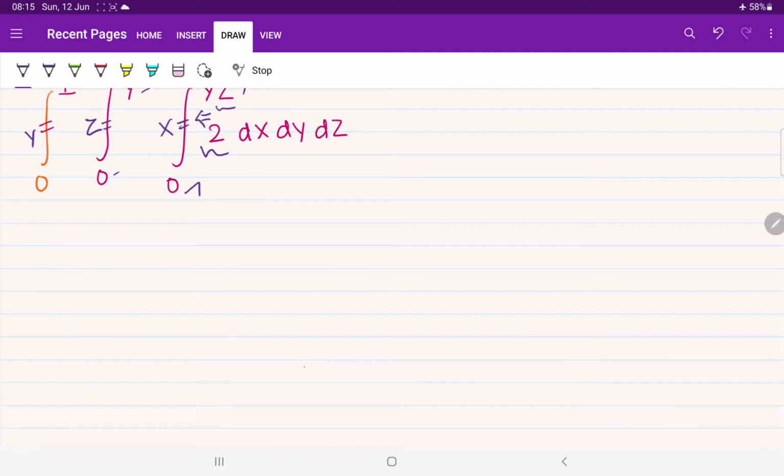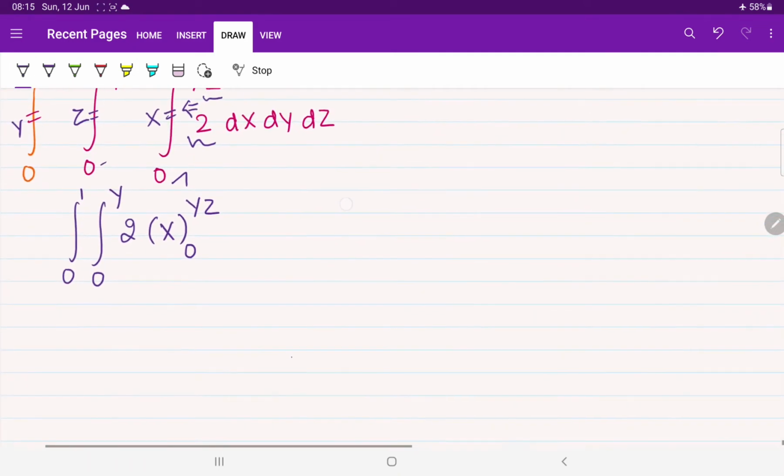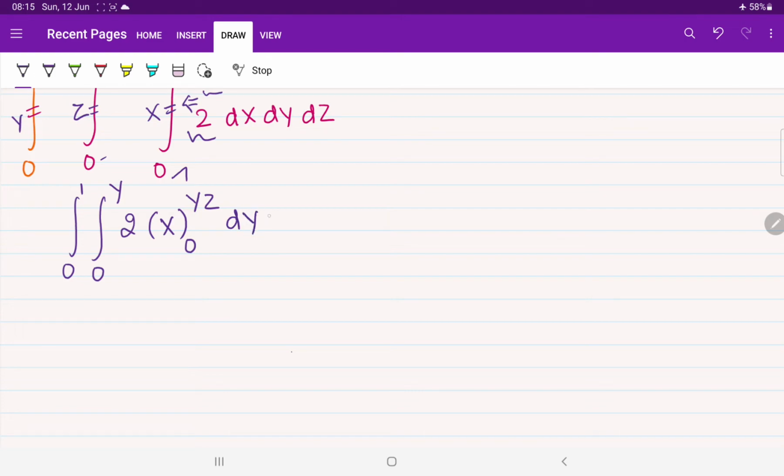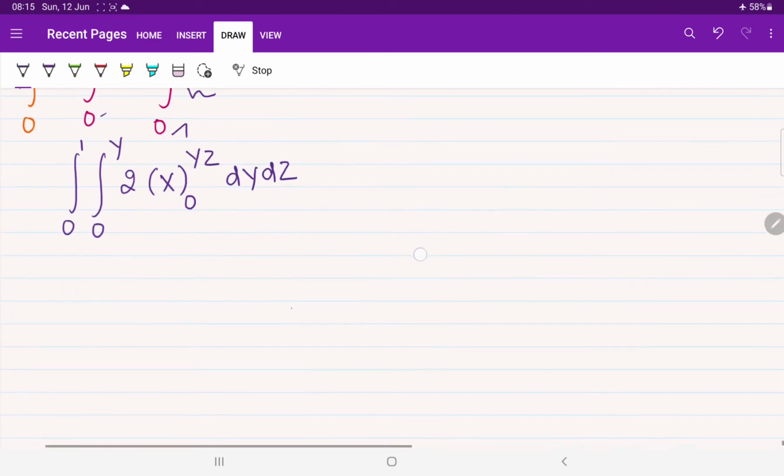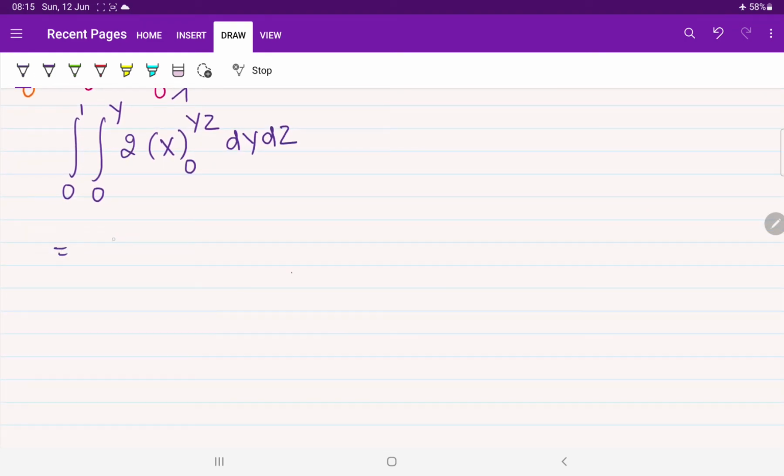So I am starting the integration with respect to x. 2 is a constant. If we integrate 2 with respect to dx, it simply gives 2x. The limits are traveling from 0 to yz. I am keeping the other integrations as they are, 0 to y and 0 to 1. We still have to integrate this function with respect to dy and dz.